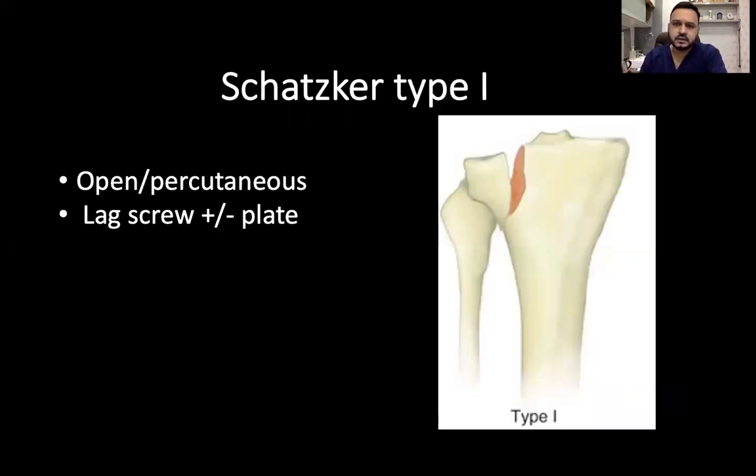Schatzker type 1 are the pure split fractures of the lateral condyle. They can be approached by an open way or a percutaneous way. You can get away with a lag screw as well. But whenever you are putting a lag screw, ideally you should protect in a cast, and with any kind of displacement you should ideally convert it into a plate. So plate application is always better. Of course, an intact fibula will also play a role. If the fibula is intact, then it will act as a buttress to this tibial condyle.